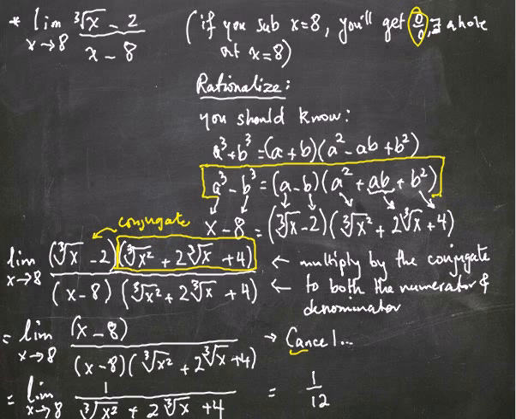Now we can cancel the x minus 8, and you're left with substituting 8 into the x value, and you end up with 1 over 12. That will be the end of this lesson. Next lesson, we'll work on substitution method.